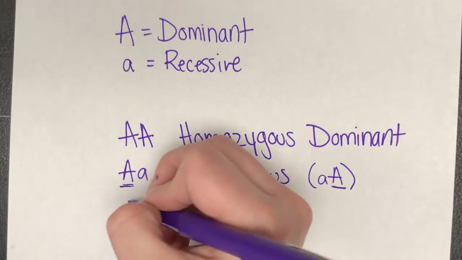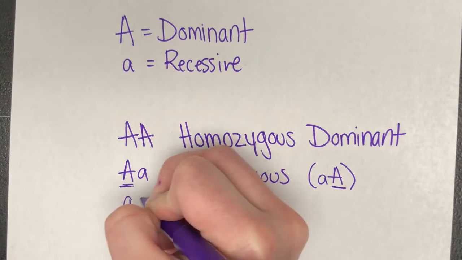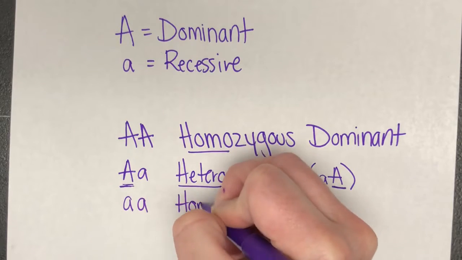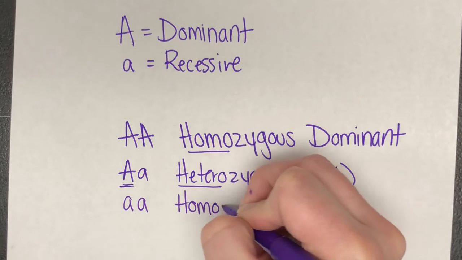Okay, and then last, we have little a, little a. This is homozygous recessive.